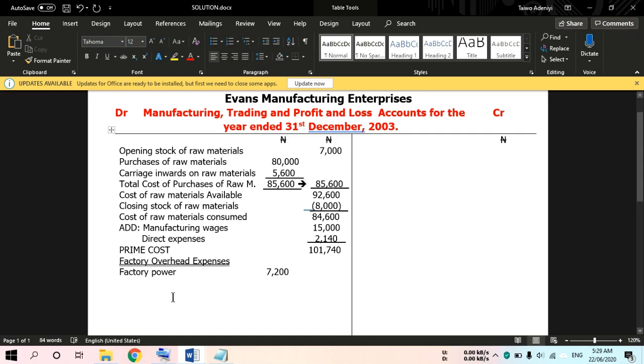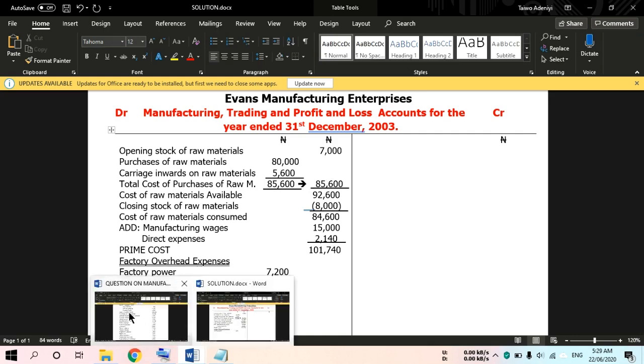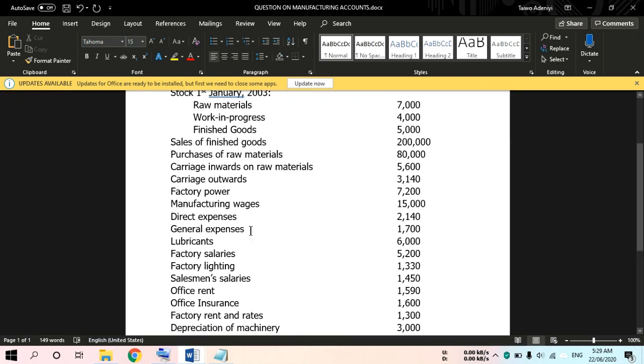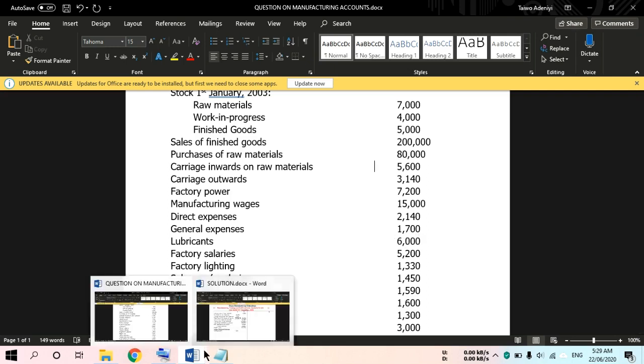Now next, after the factory power, is lubricants. Yes, we use lubricants in the factory. So you will add lubricants to it, though there is no factory lubricant. Can you see that there's no factory lubricant? But lubricants will be used in the factory. So the lubricant is going towards the factory overheads under the manufacturing account, and the amount is 6,000 naira.